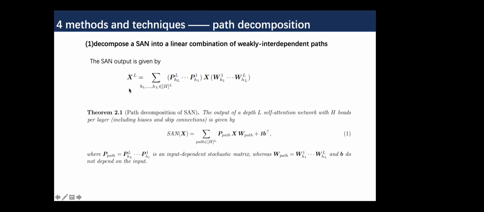And then the SAN output is given by X_L, and the only difference is that it puts the layers together. Between this formula and this formula, the only difference is here. We call it head, but it can also be a path, but they're all the same, head or path. So we'll write it in the pathway form. This formula is the output of an L-layer self-attention network with H heads per layer. So it's just the output of one layer.